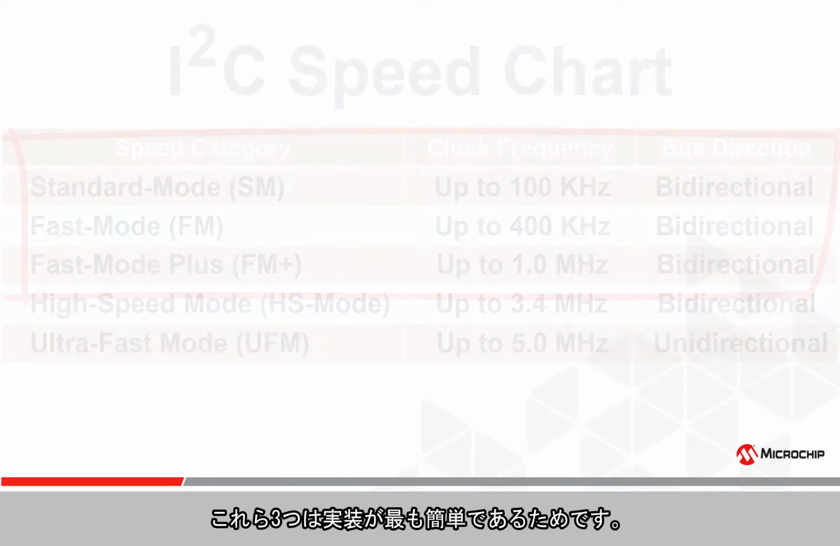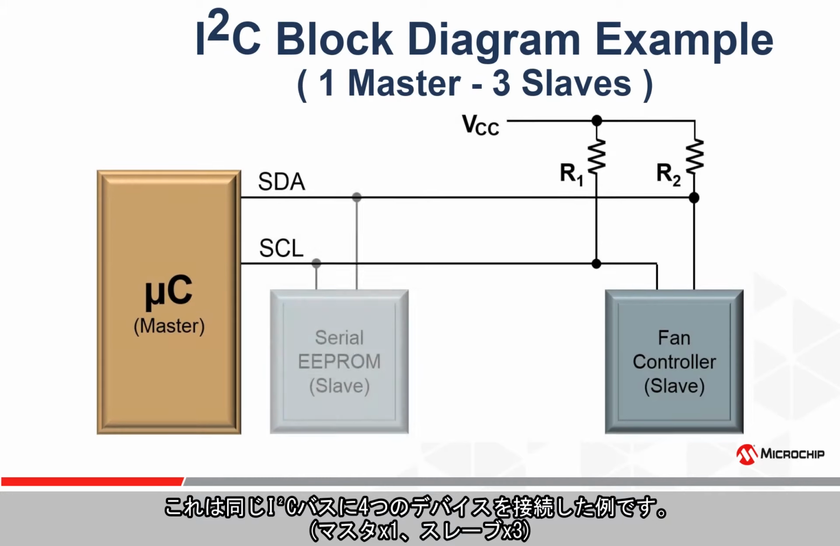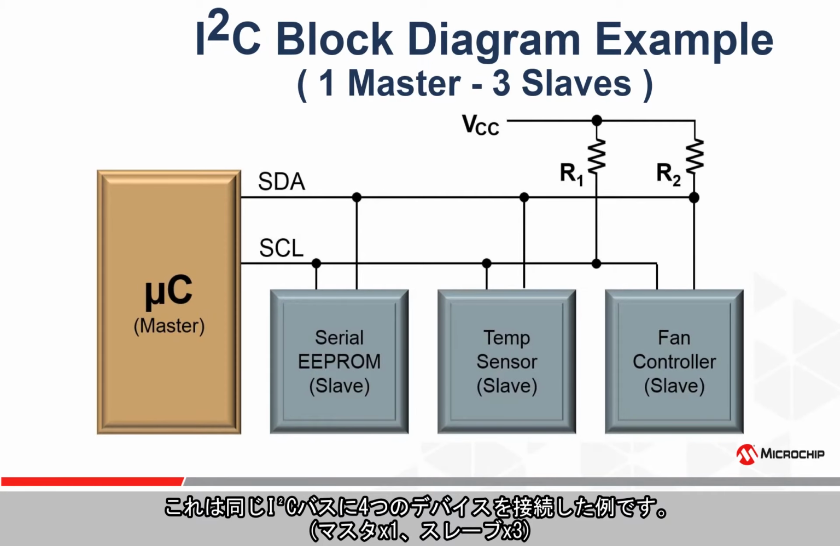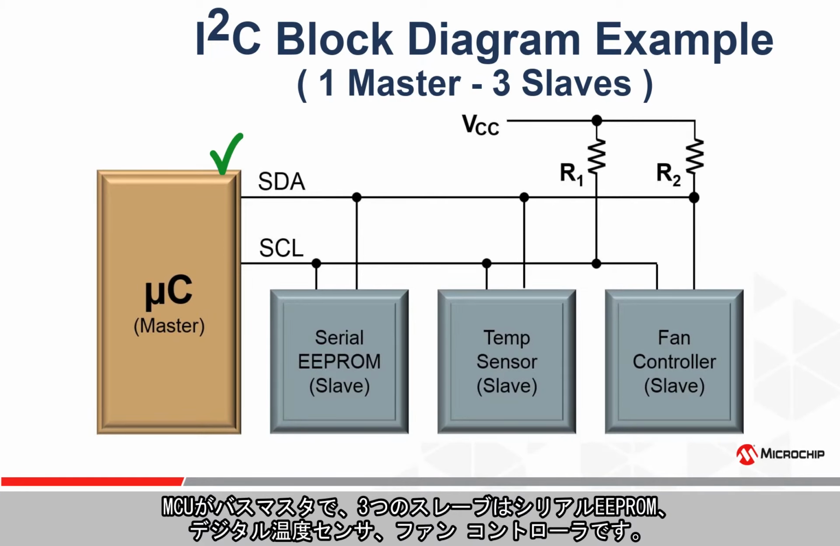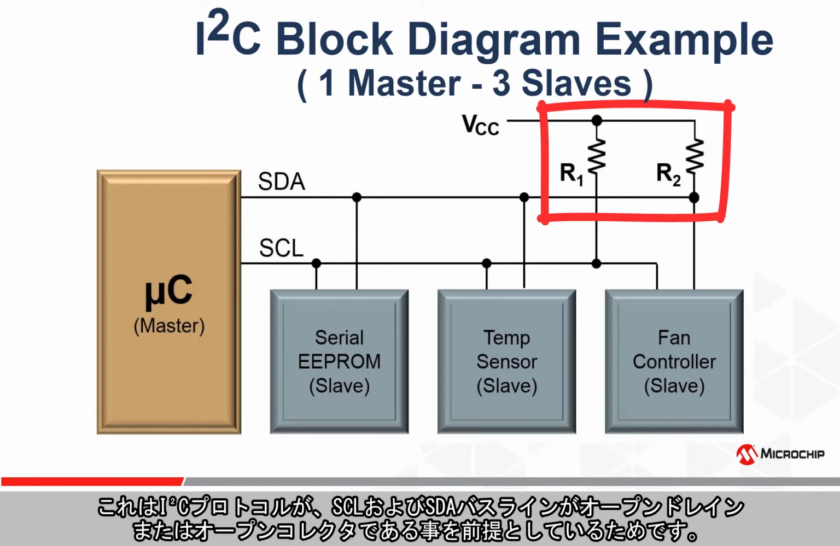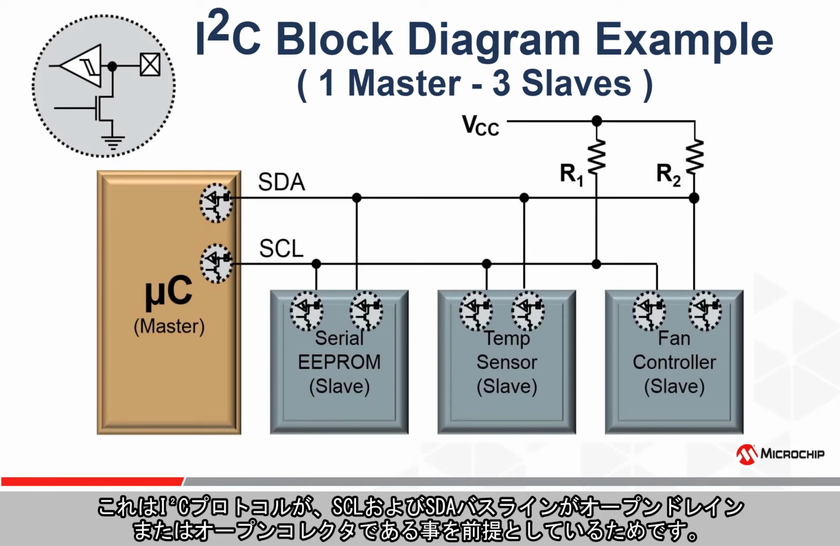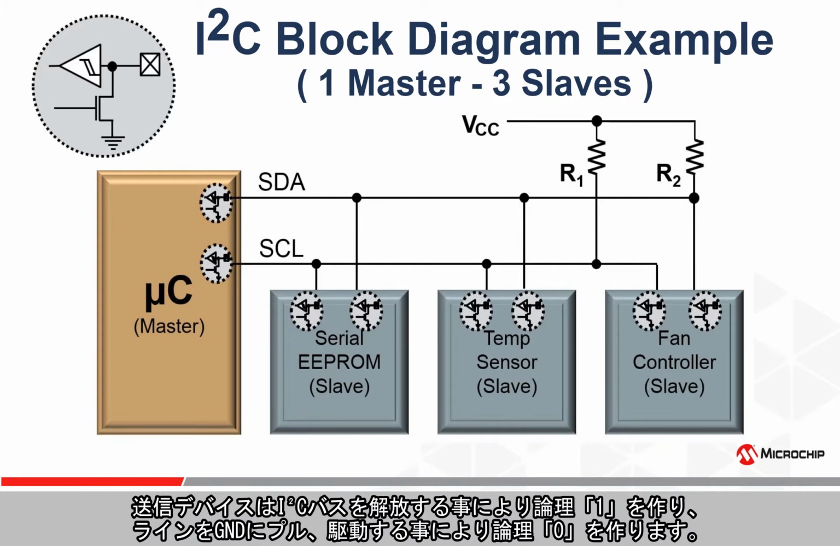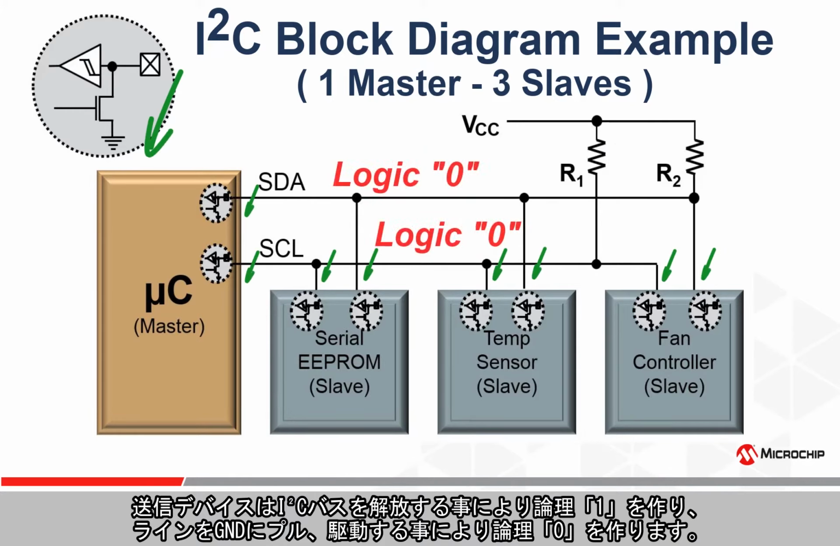Here's an example of 4 devices connected to the same I2C bus. The microcontroller is the bus master, and the 3 slaves are a serial E2, a digital temp sensor, and a fan controller. R1 and R2 are the pull-up resistors, which are required for I2C devices to communicate properly. This is because I2C protocol works on the premise that the SCL and SDA bus lines are open drain or open collector. The transmitting device just lets go of the I2C bus to create a logic 1, and pulls or drives the line to ground to create a logic 0.